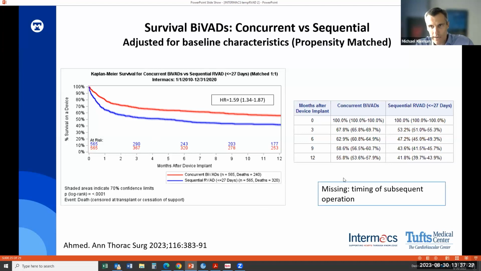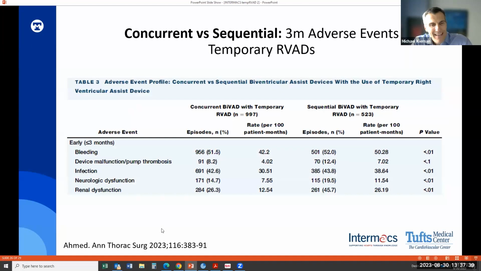And I mentioned already that the timing of that operation wasn't something that was included. So we weren't able to look at RVAD placement within a day, a week, or 2 to 3 weeks from initial surgery. So looking beyond deaths, just two last slides here, really. So other outcomes beyond death are kind of analogous, in that patients generally do worse. So this is within the first 3 months. Here's the p-value and event rate.